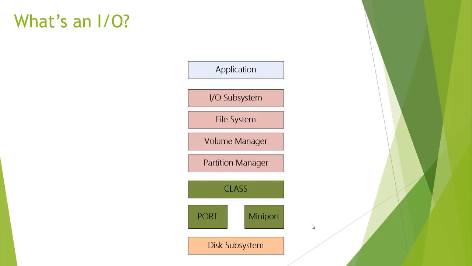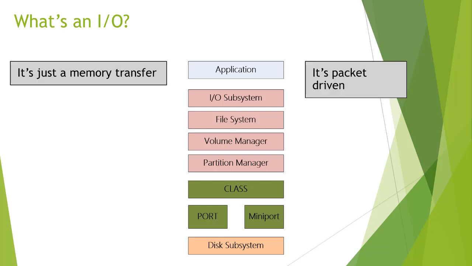This is a diagram of a generic I/O subsystem. You see many layers, and what we need to understand is that an I/O will go through all those layers, and each layer will add its own attribute and properties.